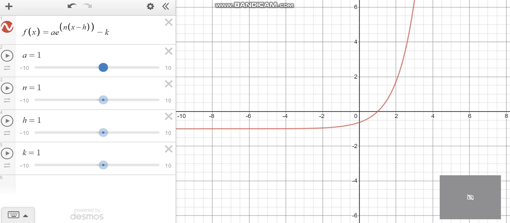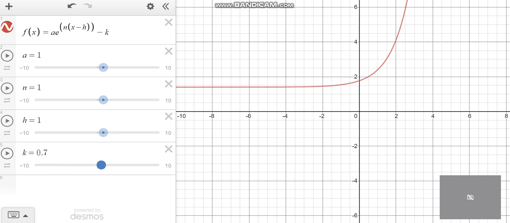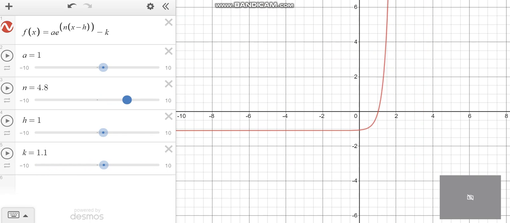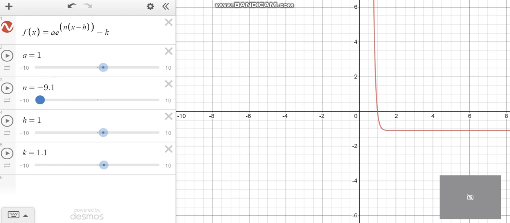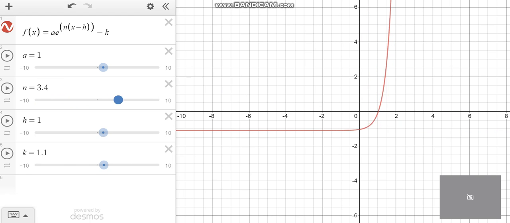Let's just put this back at 1 for now. h is your left and right. k is your up and down, which changes the horizontal asymptote, and n is the other dilation, in the other direction, and you can flip it. If it's negative, it flips over the y-axis.